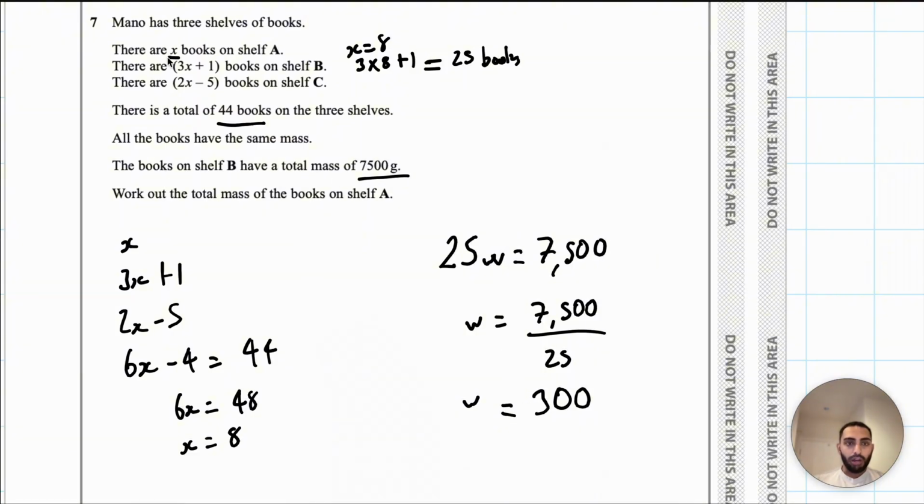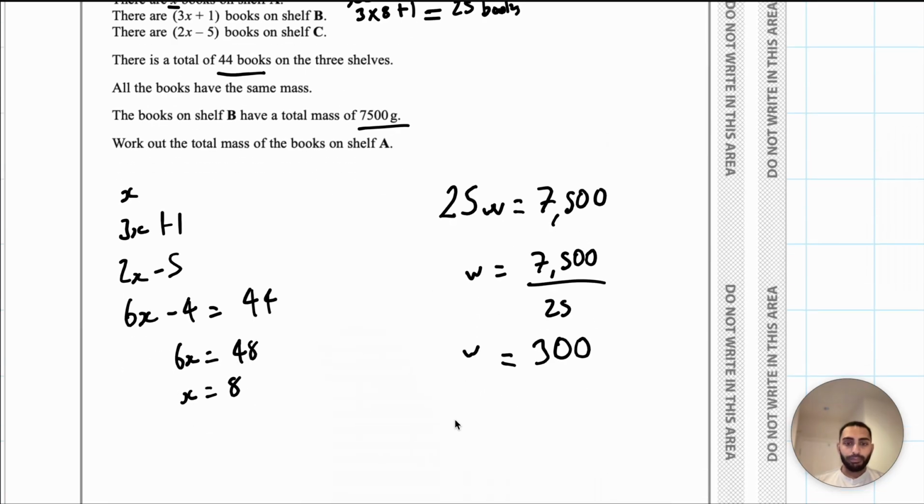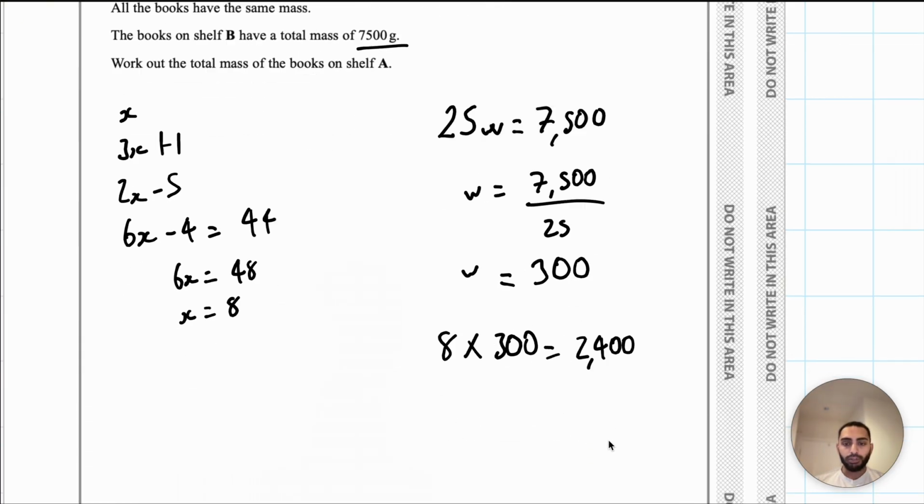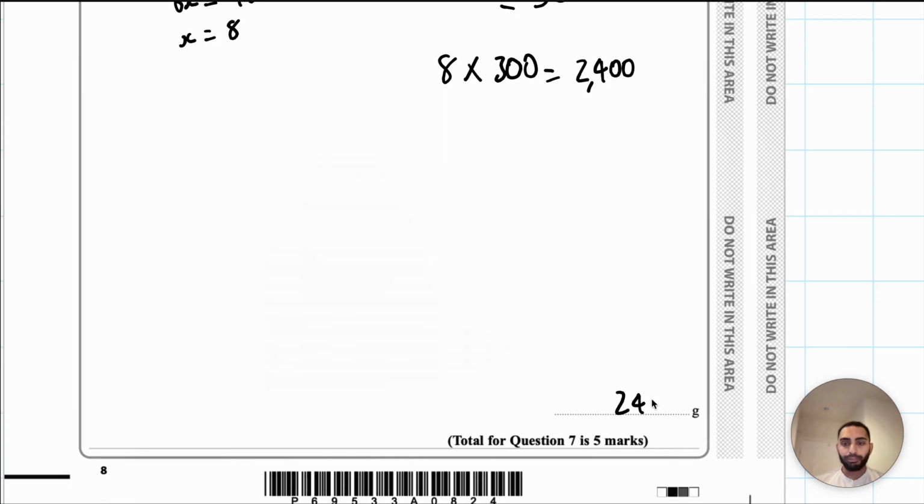We need to think about how much the books on shelf A weigh. So altogether, there are 8 books that weigh 300 grams each. Multiply those together, so that'd be 8 times 3, which is 24. We need 2 more zeros, so 2,400 grams.